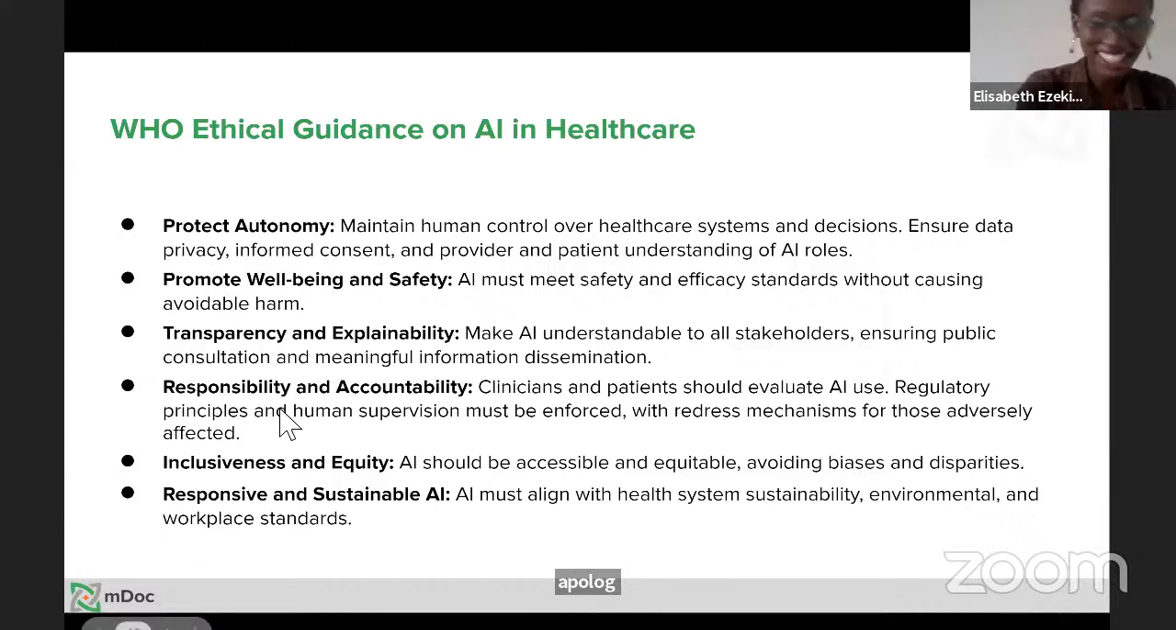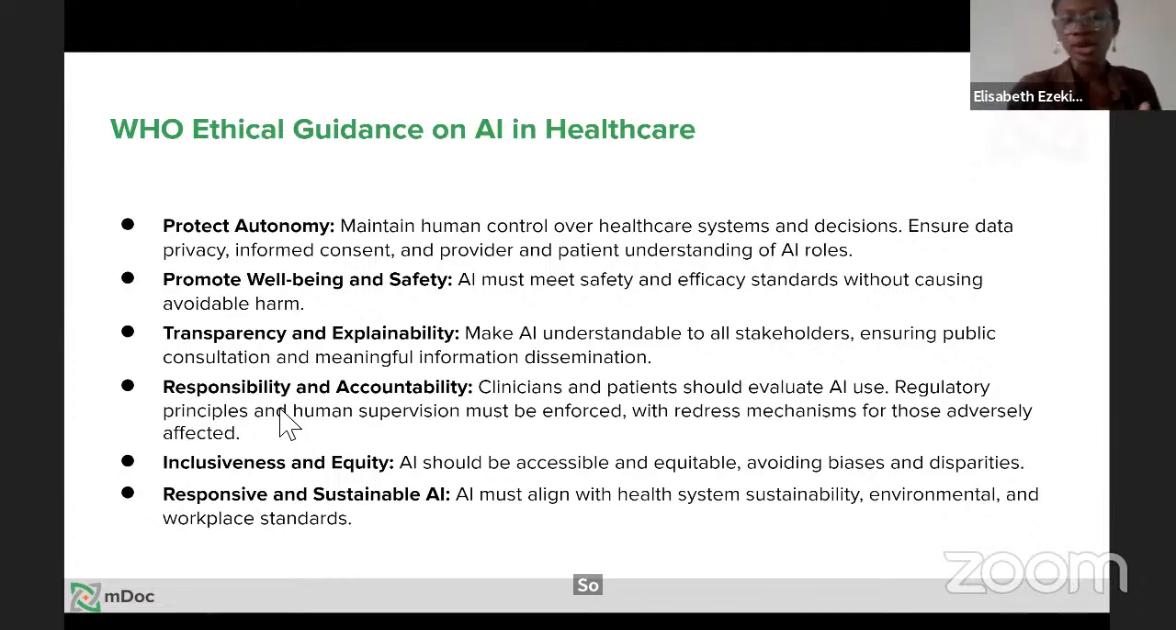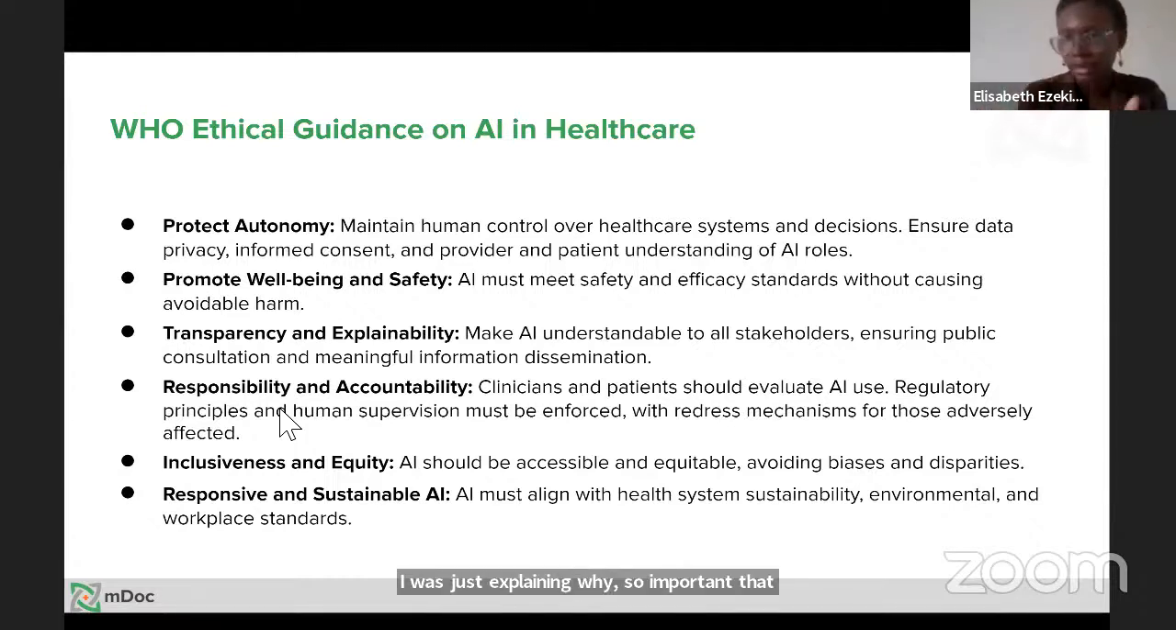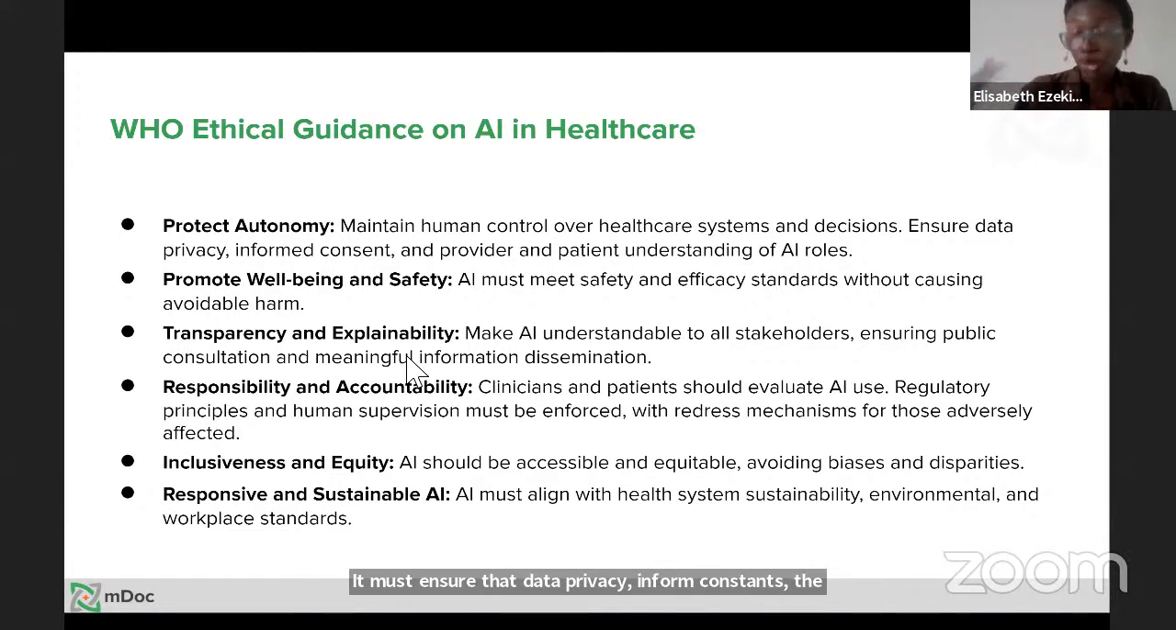For your patients. I was just explaining why it's so important that healthcare workers stay abreast. We are plugging in the best practices in this space of the utilization of AI and deployment in healthcare, right? First, I spoke about protecting autonomy. We must maintain human control over healthcare systems and decisions. We must ensure that data privacy and informed consent, the very same elements that we emphasize in patient-centered care in traditional real world examples of delivery of care, we must emphasize in the use of AI as well.